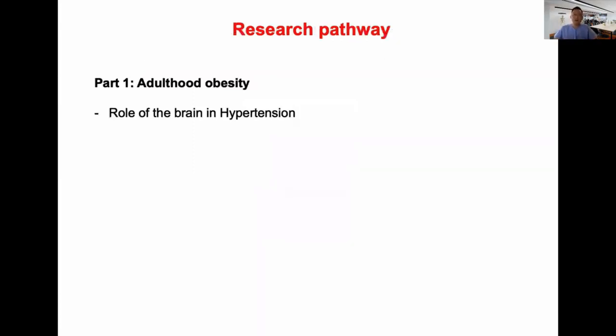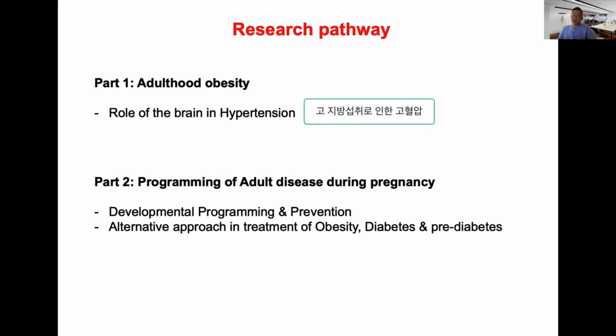Now, I divided the presentation into two parts. First part is talking about the adulthood obesity. So in this part, I want to talk about the role of the brain in the hypertension, which is induced by obesity. In the second part, I want to talk about the programming of adult disease during pregnancy.